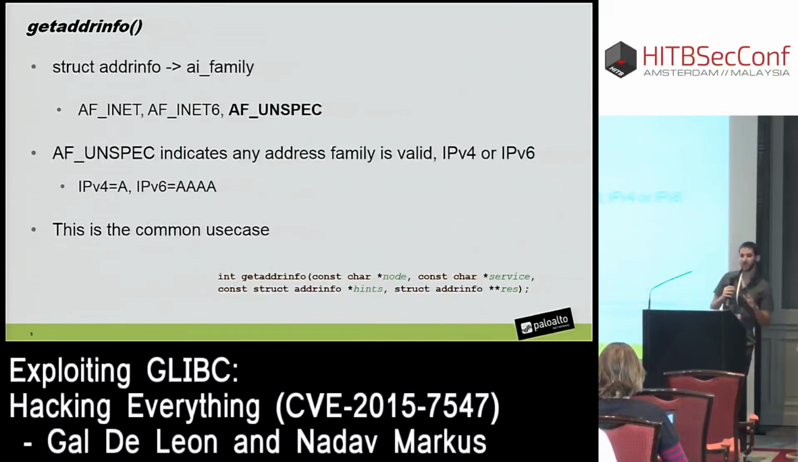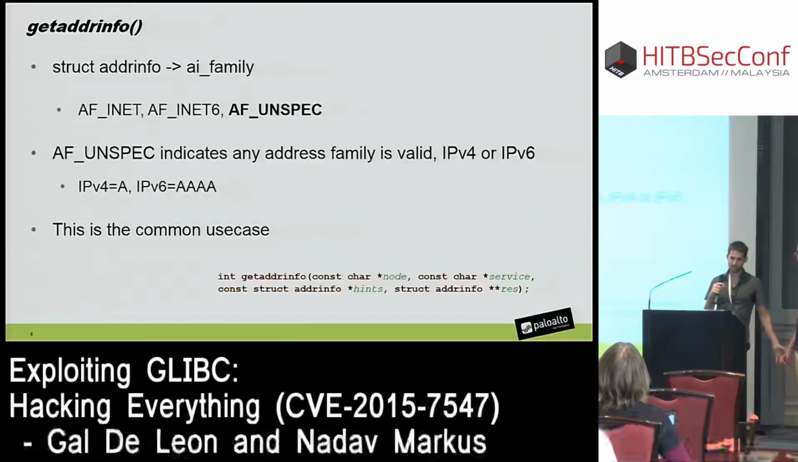Now, getaddrinfo has a lot of different code paths, and the vulnerable code path is reachable if and only if the hints parameter that is applied to it contains the ai_family as AF_UNSPEC. This parameter means that we don't care about the type of the address that we resolve. It can be either IPv4, which will result in an A record sent over the wire, or IPv6, which will result in quadruple A records sent over the wire.